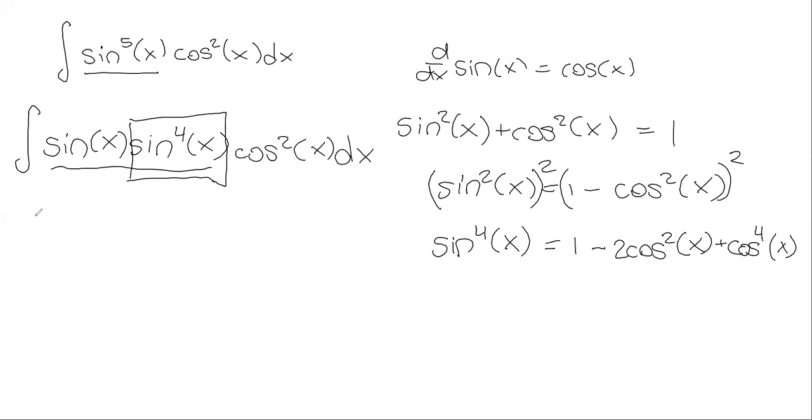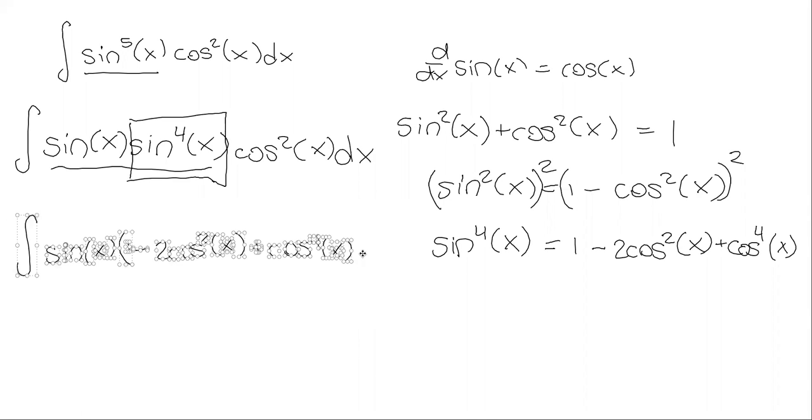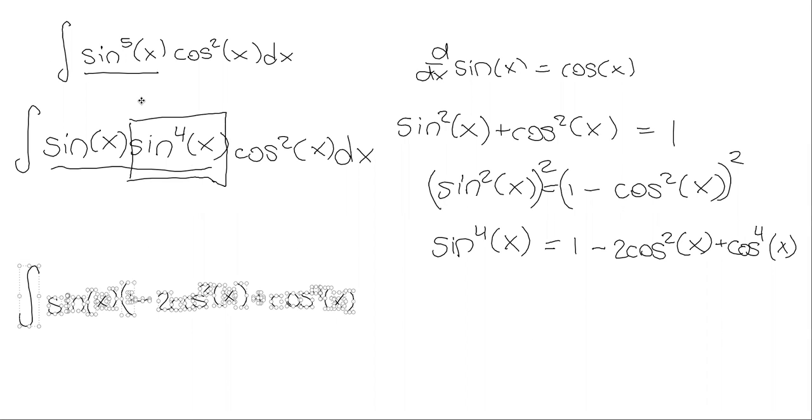So let's go ahead and rewrite this. We're going to make this sine of x times all of this. It's going to be times 1 minus 2 times cosine squared of x plus cosine to the fourth power of x. Oops, running out of room. Move it down a little bit. There we go. And then at the end, we have the cosine squared of x dx.